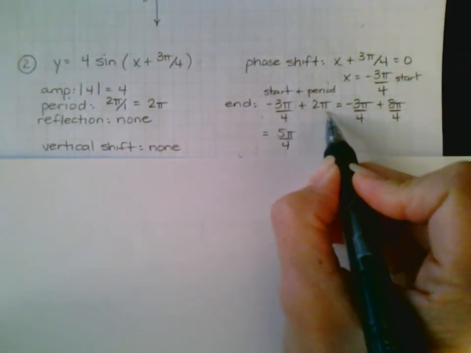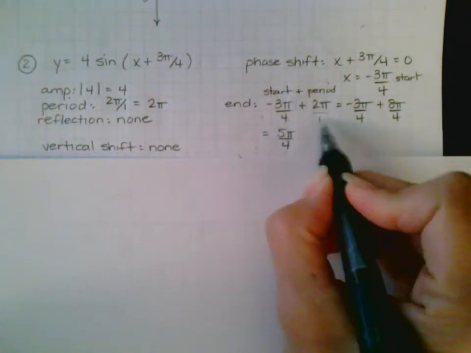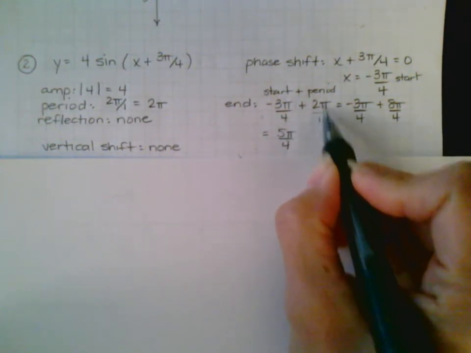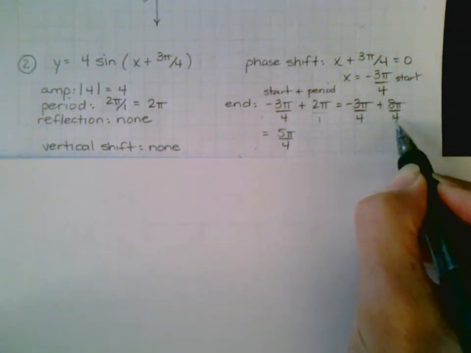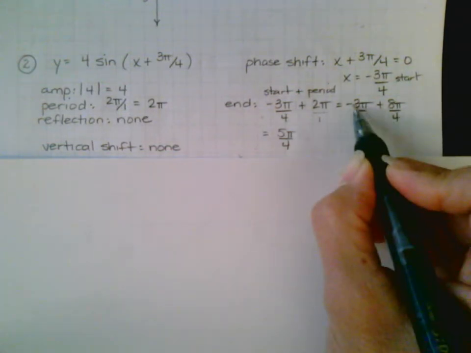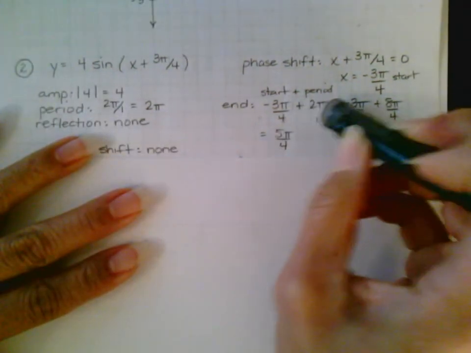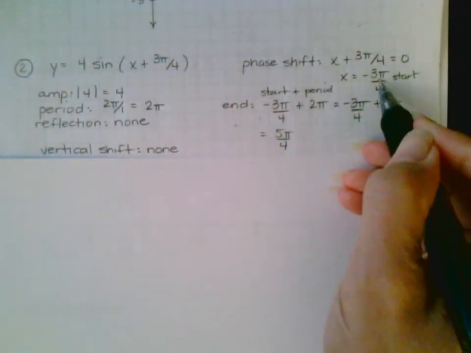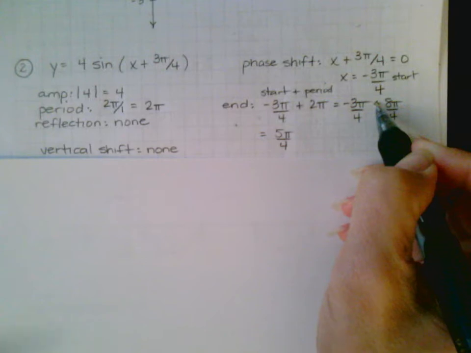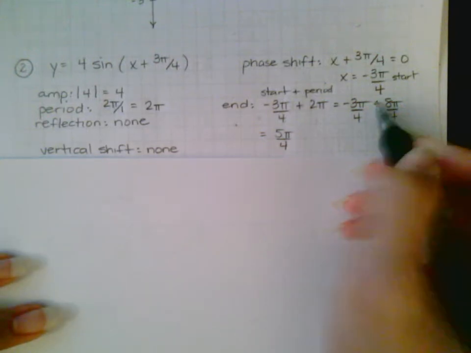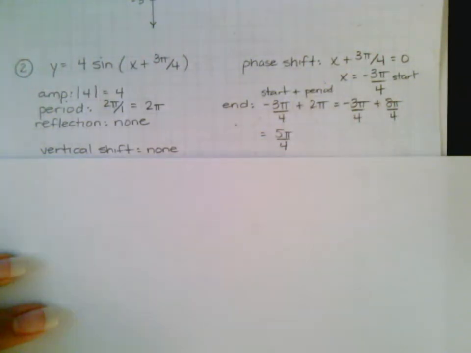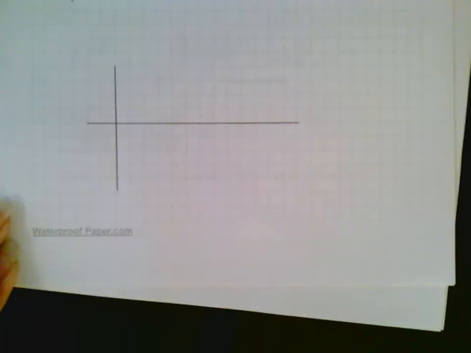This is like saying 2 over 1. The denominator's not the same, so multiply top and bottom by 4, and you're going to get 8 pi over 4. Negative 3 plus 8 is 5 pi over 4. Okay? Alright, so we know our graph will start at negative 3 pi over 4 and end at 5 pi over 4. Okay, so what you're going to do is construct your x and y axis and decide what you're going to count by. So let's do this together.